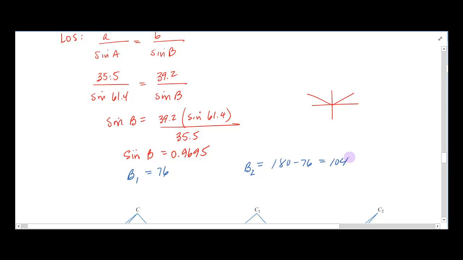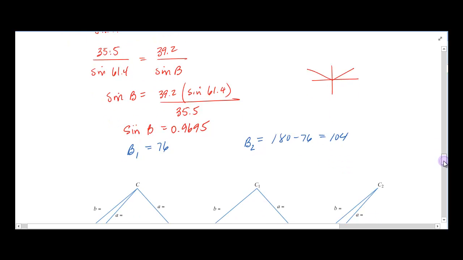Now just to check, to be consistent, do both of these angles work? Do I need to throw an angle out? I don't know yet. So let's see what we've already got. I know that the measure of angle A is 61.4. So 76 plus 61.4 is equal to 137.5. So with angle B added to angle A, I'm less than 180, so I have some wiggle room for my last angle C of this triangle.